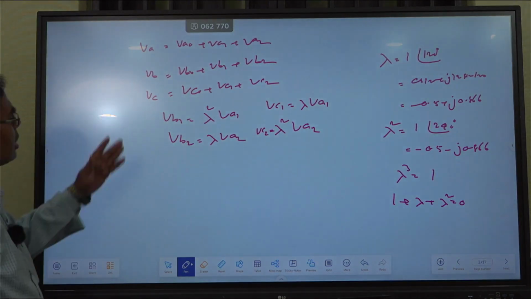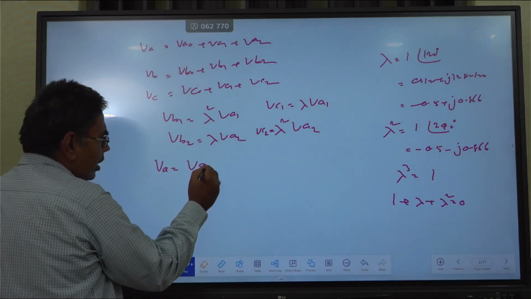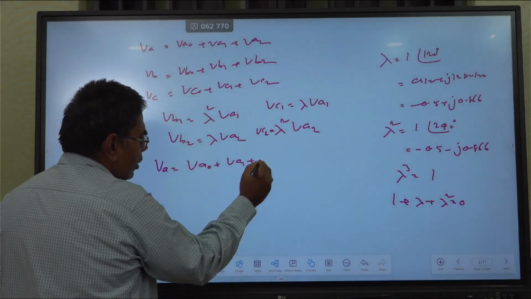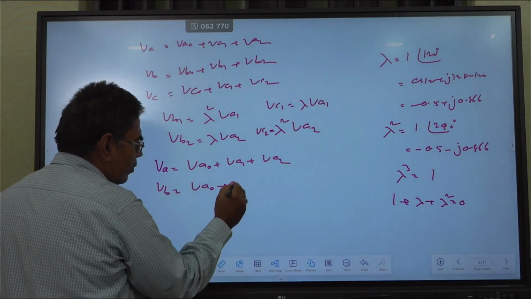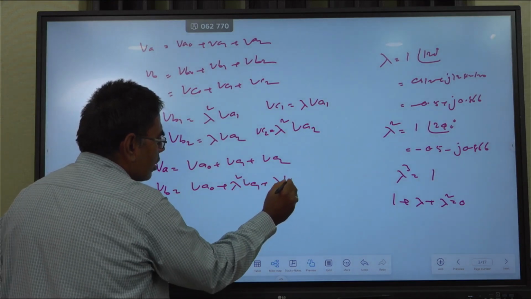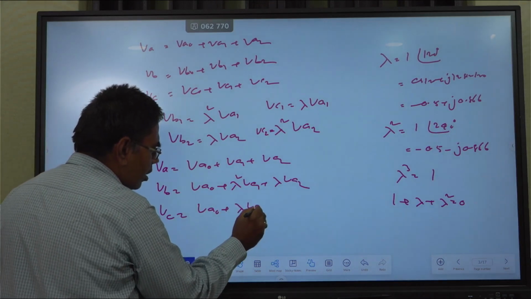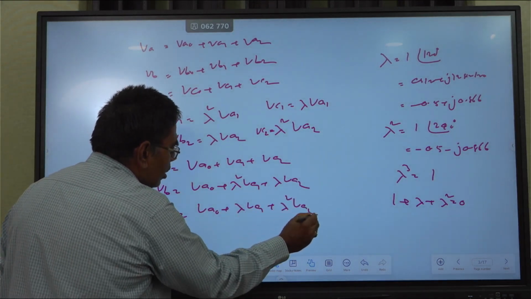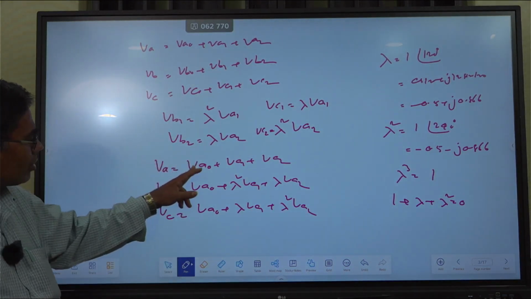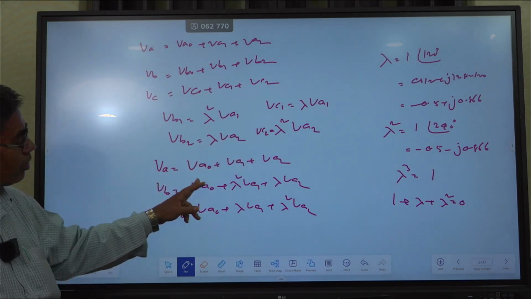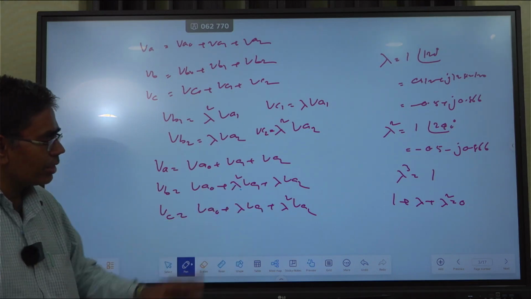Then the unbalanced vectors can be written in terms of symmetrical components. VA is equal to VA0 plus VA1 plus VA2, and VB is equal to VA0 plus lambda square VA1 plus lambda VA2, and VC is equal to VA0 plus lambda VA1 plus lambda square VA2. That means VA is taken as reference, and the values of VB and VC are given in terms of VA.